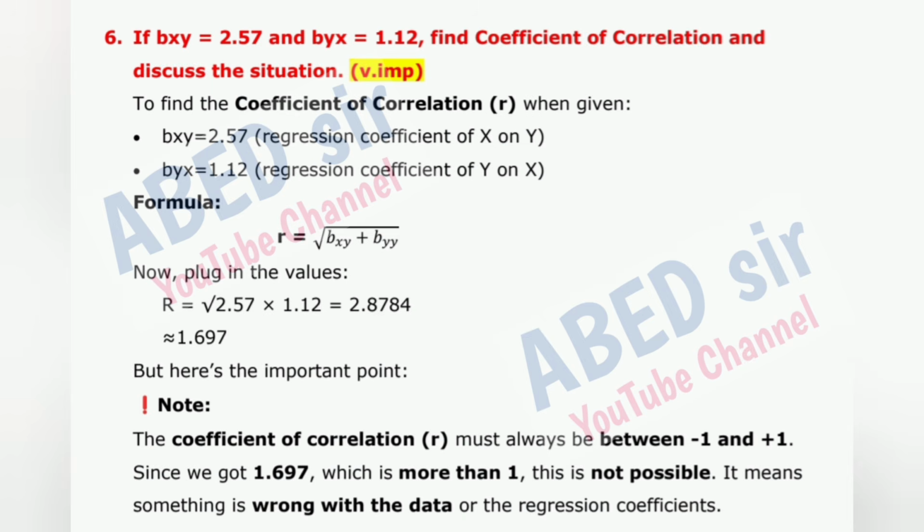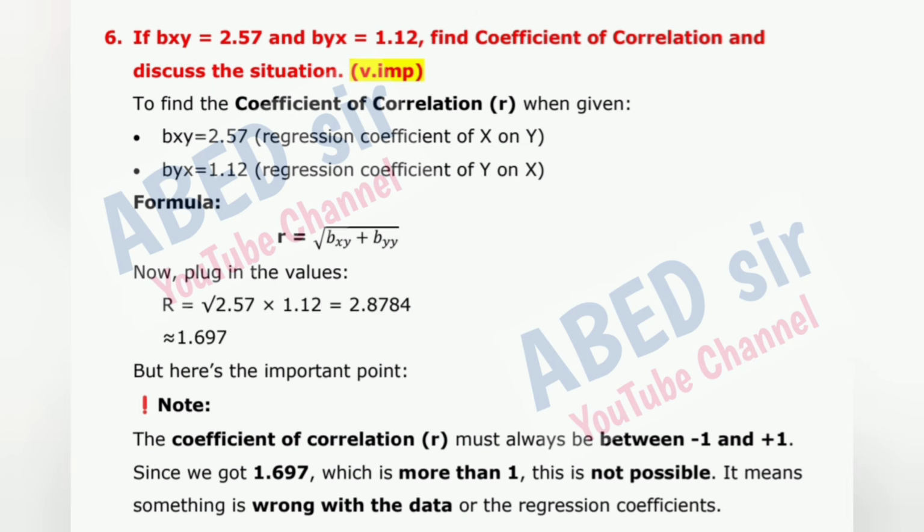r = 1.697. But here's the important point. Note. The coefficient of correlation, r, must always be between -1 and +1. Since we got 1.697, which is more than 1, this is not possible.